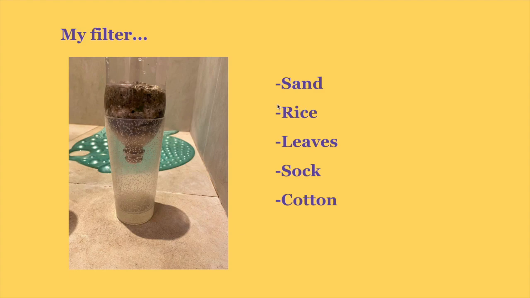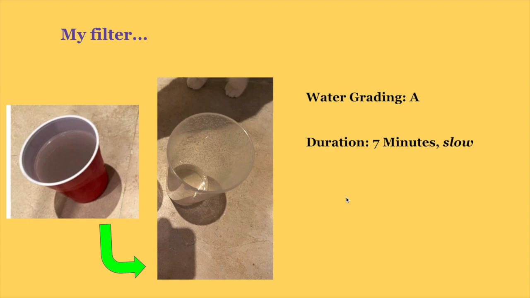Now, what did my filter achieve? Well, for my filter, I used sand, rice, leaves, sock, and cotton in exactly that order. And for my filter, I would say that it was a success. I had a water rating of an A, and I had a duration of 7 minutes. It was a very slow project, but I think that this was due to my mishandling of the materials.